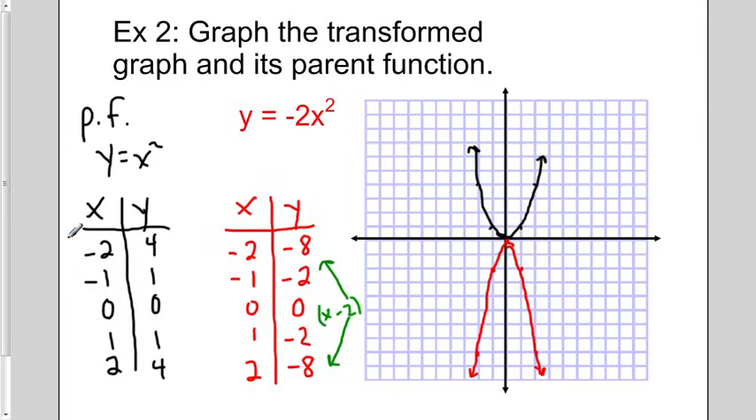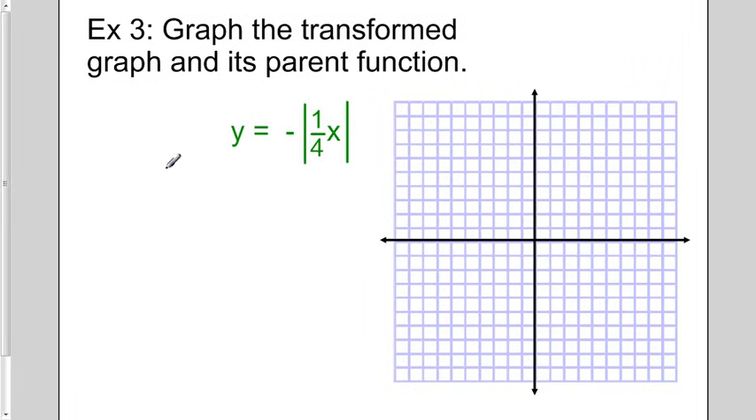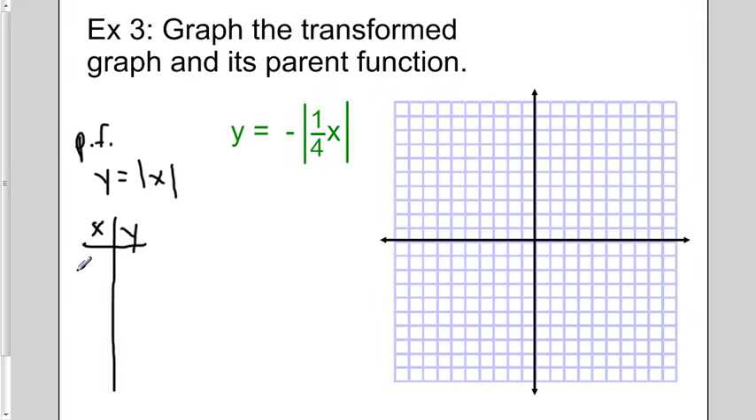Okay, let's look at a new one. Now we're going to look at a different parent function. We're done with parabolas for here. This is y equals negative absolute value of 1/4 x. So let's make a table and identify the parent function. So the parent function on this one is y equals absolute value of x. And so our table will do x and y again. And we'll start with the same values, -2, -1, 0, 1, and 2.